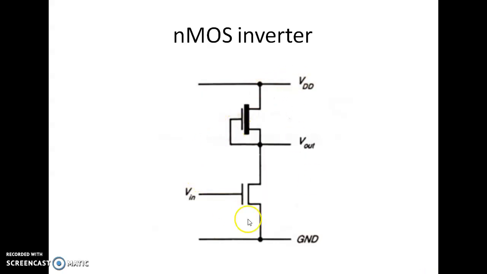So this is the basic NMOS inverter, which contains two transistors. One transistor in the pull down is an enhancement mode MOSFET, and the other transistor in the pull up is a depletion mode MOSFET whose gate and source are connected to each other. So VGS will become 0, so that this depletion MOSFET is always on.